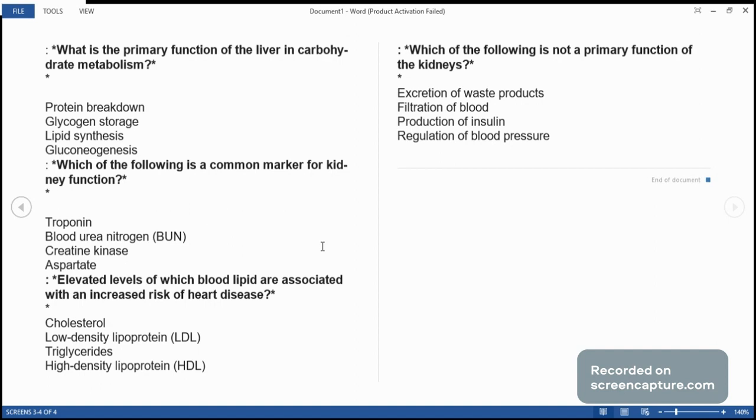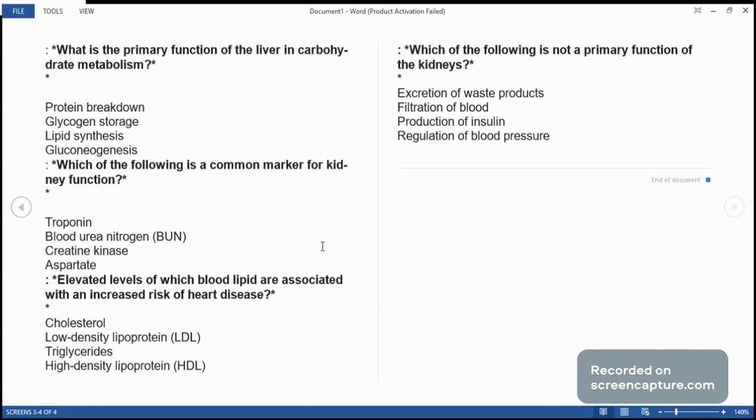Which of the following is a common marker for kidney function? We had already discussed this one and you know it. Troponin, we had said that is for cardiac muscle. Blood urea nitrogen, that's good, okay? Creatine kinase is also there, but if BUN is here, then creatinine comes secondary. Aspartate is not there. So the correct answer here is blood urea nitrogen, the BUN. The kidneys play a key role in filtering waste products from the blood.